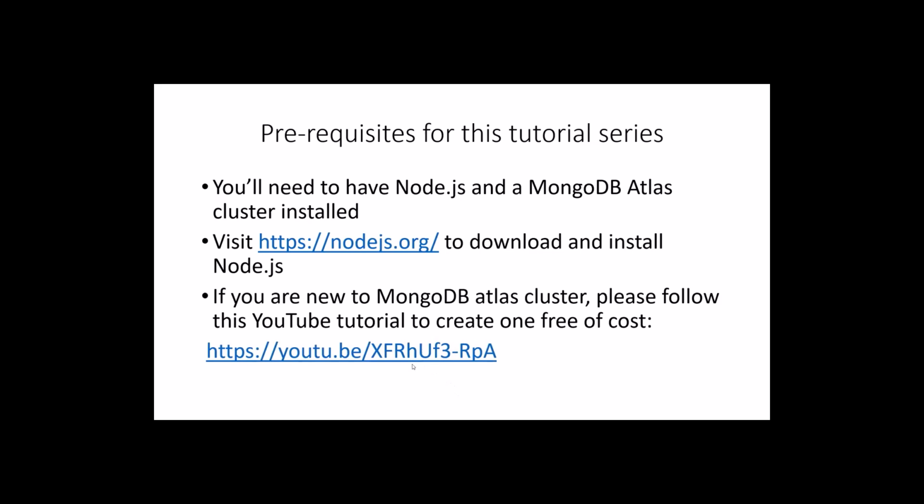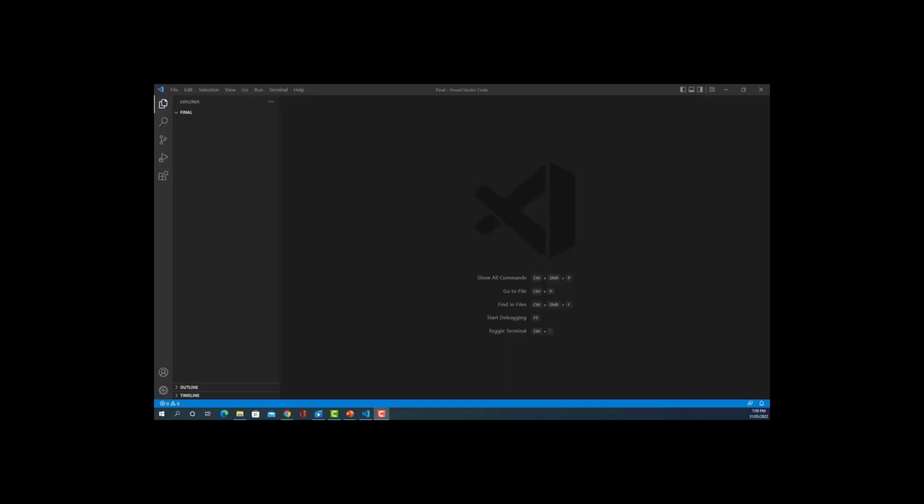So, introduction out of the way, my friends, let's get our hands dirty by opening Visual Studio Code. I have created a directory called final in which I am going to start my application. I will open an integrated terminal, which is the Ctrl+backtick hotkey.